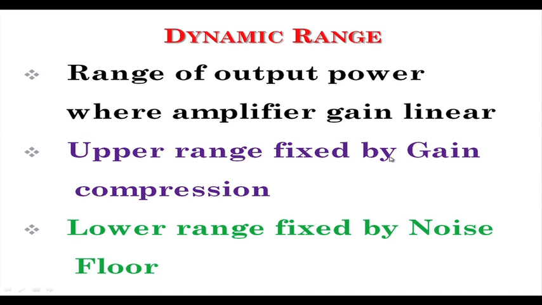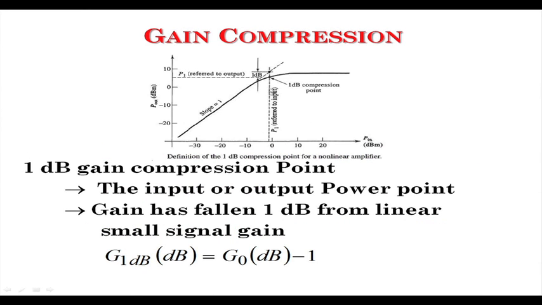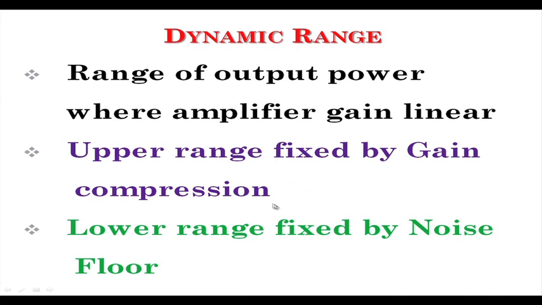Now, the upper range is fixed by gain compression. We have not explicitly shown what the lower range is. The lower range is fixed by the noise floor.